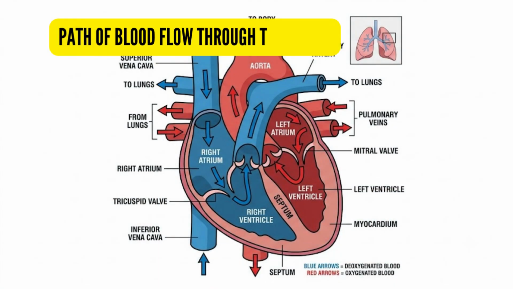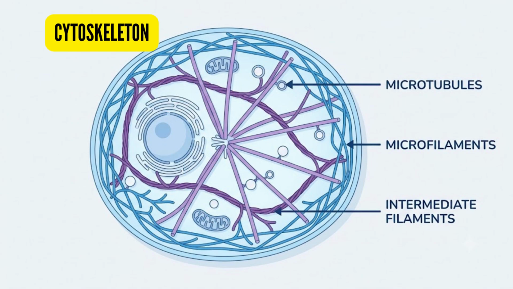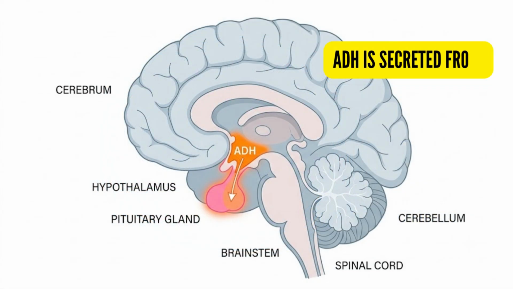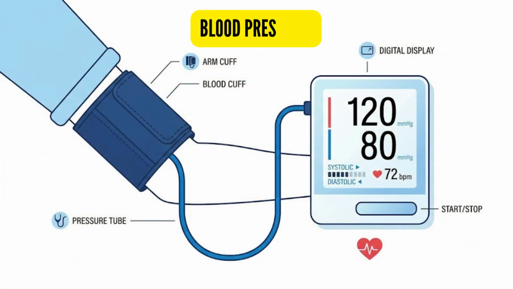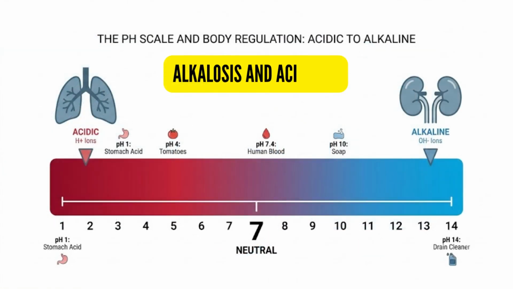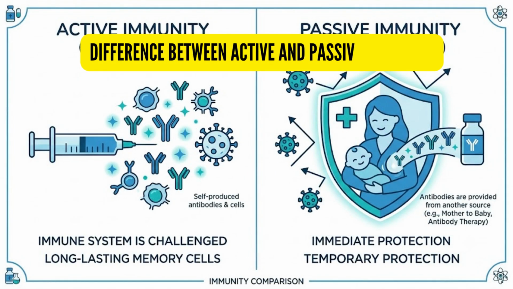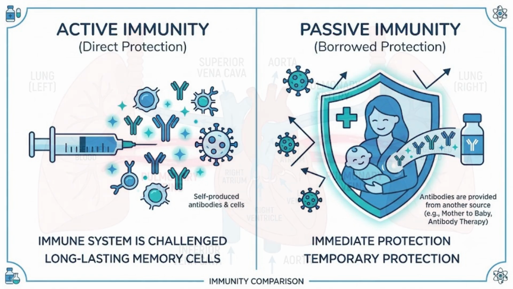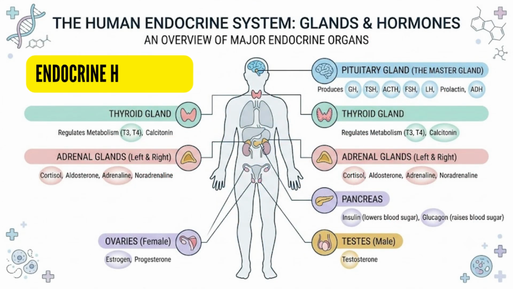Path of blood flow through the heart. Know what makes up the cytoskeleton. Know where ADH is secreted from. Hormone production. Blood pressure. Alkalosis and acidosis. Know that testosterone is an androgen. Difference between active and passive immunity. Know that oxygenated blood flows through the pulmonary vein. Know which gland endocrine hormones are produced and secreted by.